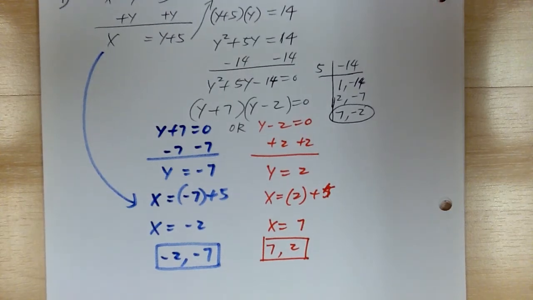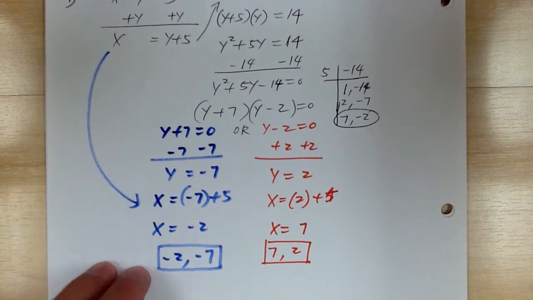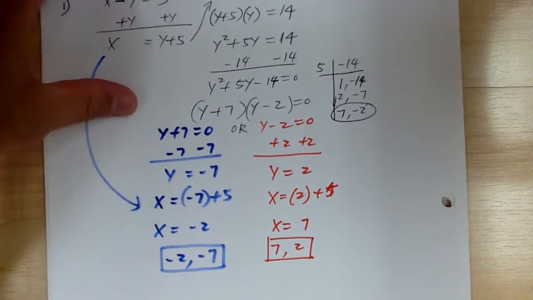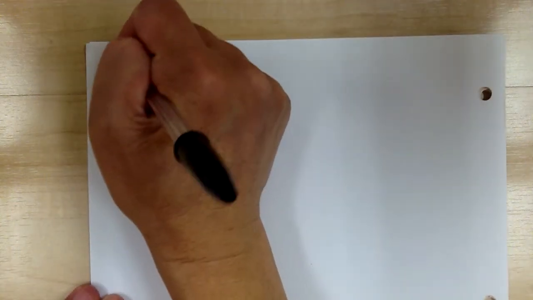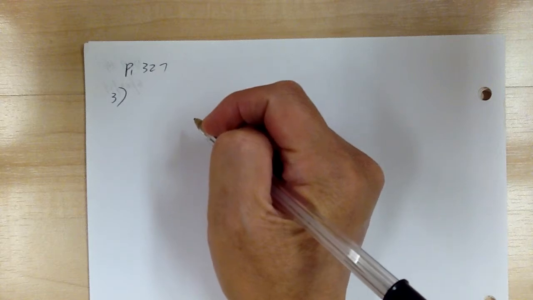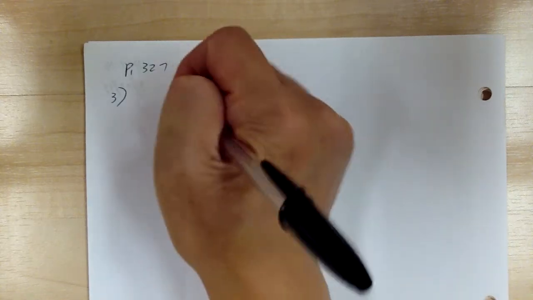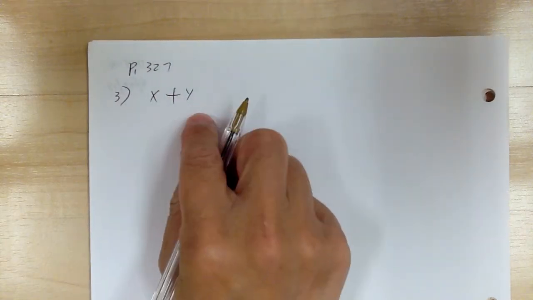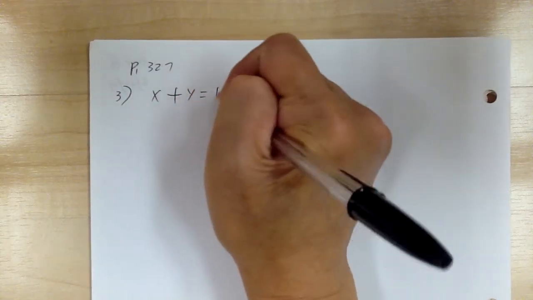Okay, let's go to number 3. Number 3, it says the sum. So that means you're adding the two numbers, that's your x and y. The sum of the two numbers is 12.